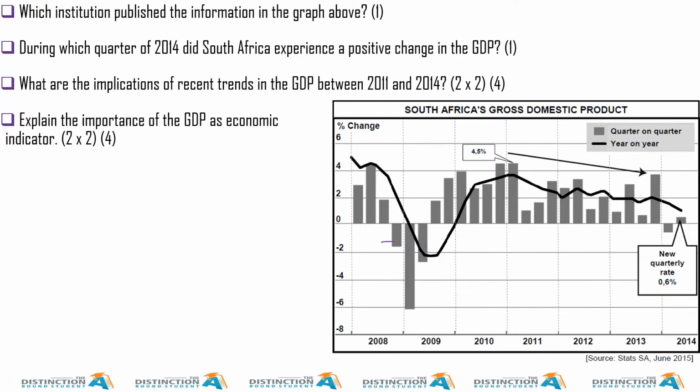All right, so let's go to the questions. Which institution publishes information? Okay, it's written here, Stats SA. So that is Statistics South Africa. During which quarter in 2014 did South Africa experience a positive change? Okay, that will be second quarter.